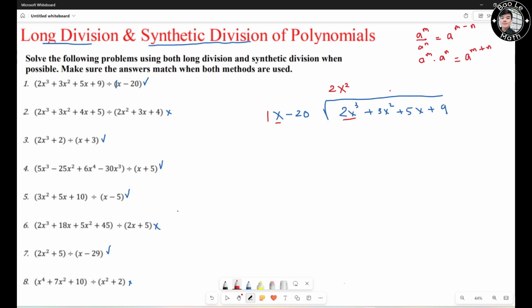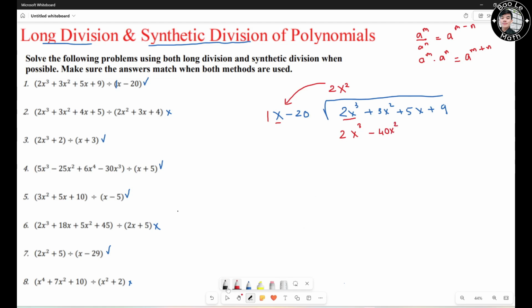Now you're going to multiply this back. So you have 2 times 1 is going to be 2. s squared times s, we apply this formula right here, it's going to be s cubed. 2 times negative 20 is going to be negative 40 s squared, you just write s squared right here.